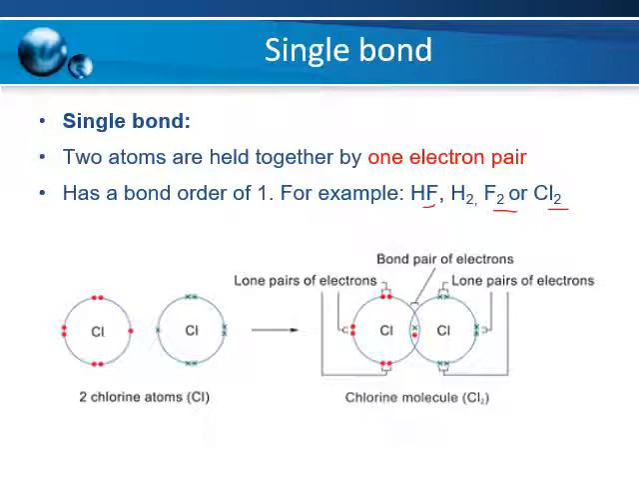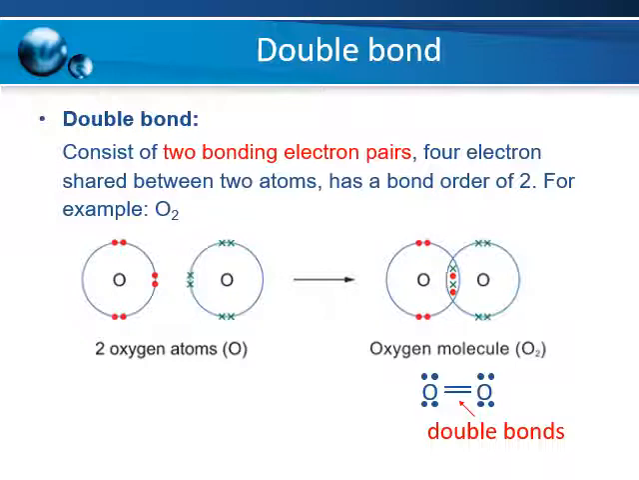This is considered a lone pair of electrons: 1 lone pair, 2 lone pair, 3 lone pair, and then this is considered a bond pair of electrons. This is another lone pair, another lone pair, another lone pair. So a double bond consists of 2 bond electron pairs, 4 valence electrons shared between 2 atoms. It has bond order 2.